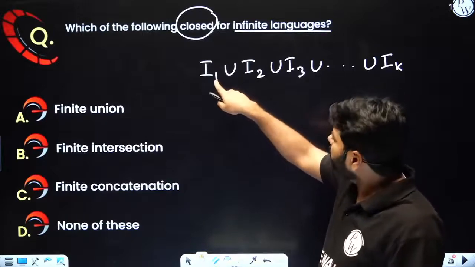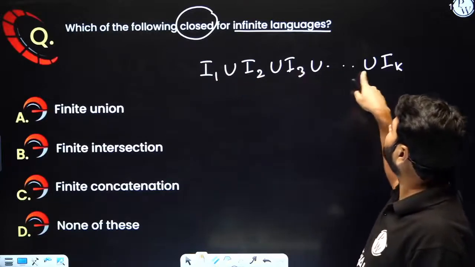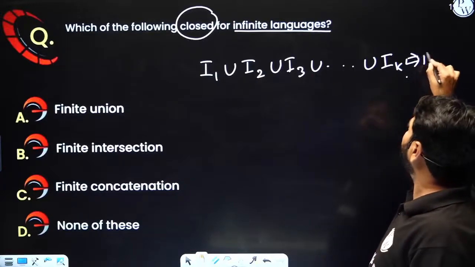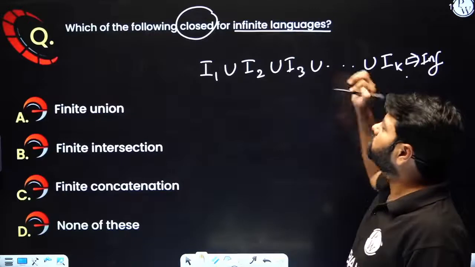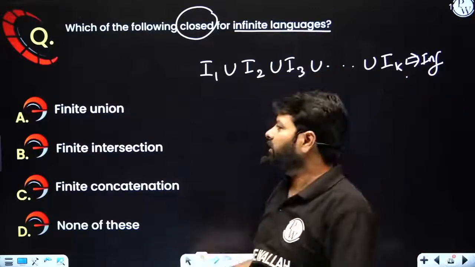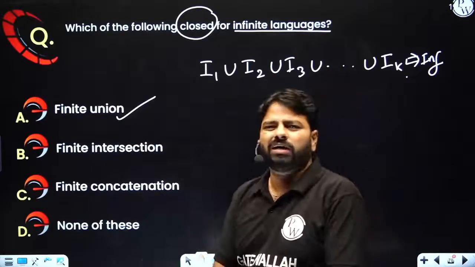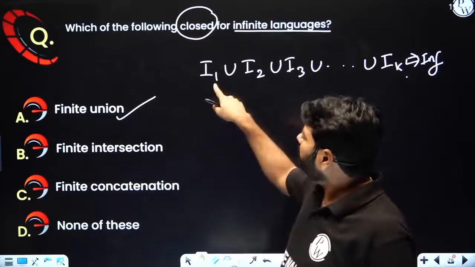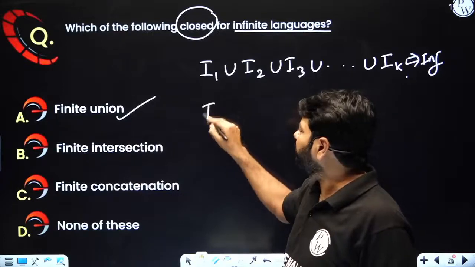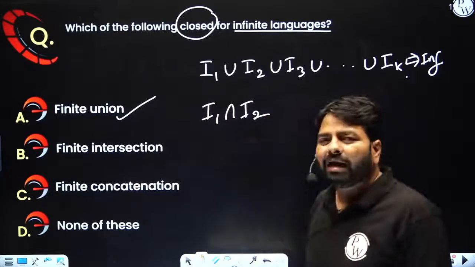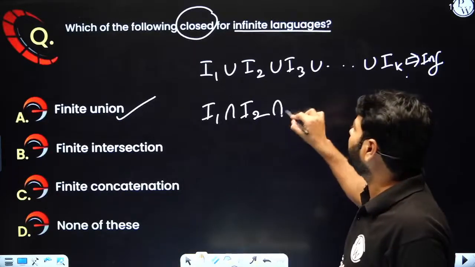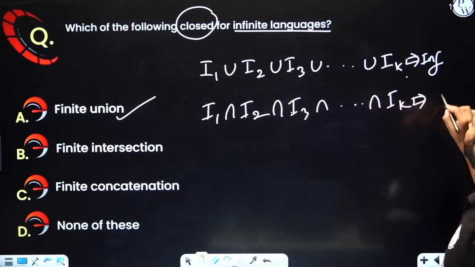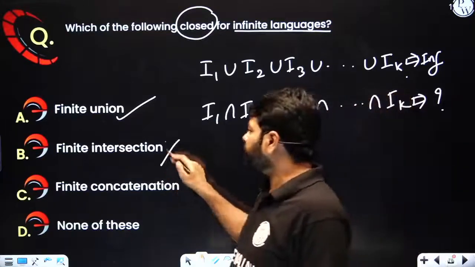Yes or no? Now you are taking the union of these infinite languages finitely many times, and the result is definitely infinite. So you are getting the result in the same domain. So finite union is closed. Single union is closed, and definitely finite union. Now finite intersection. You already know infinite intersection infinite is not guaranteed to be infinite. Now how can I guarantee that when I apply it k times I will get infinite? We don't know. So it's not closed.